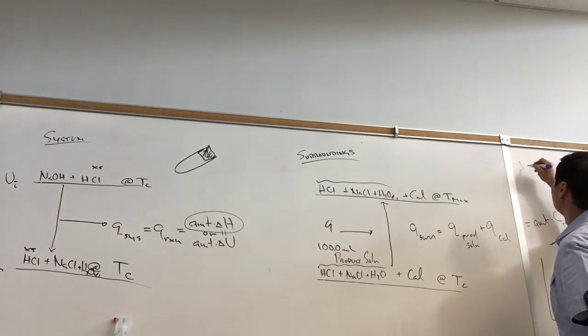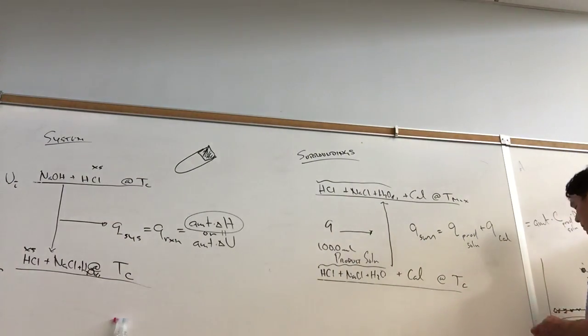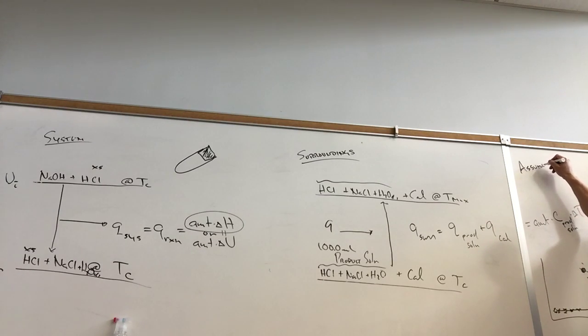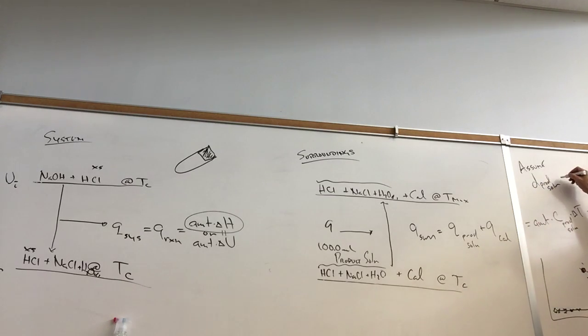The first assumption is we'll assume the density of the product solution. Well, if it's fairly dilute, then it should be close to water. So we'll just say the density of the product solution is about the same as the density of pure water. And these are pretty dilute. It's like 0.1 molar. It's not that concentrated.